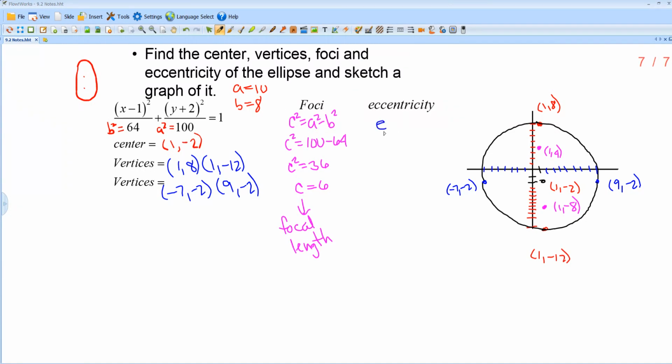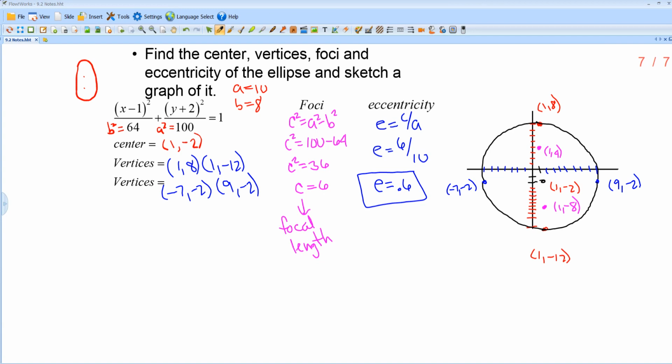So we have E equals C over A, nice little itty bitty formula. C is 6, A is 10, so we get E is equal to 0.6. 0.6, that means it's like, well, I mean, it's not a circle, but it's not super ovally. It's somewhere just sort of in the middle between what you would define as those two things.